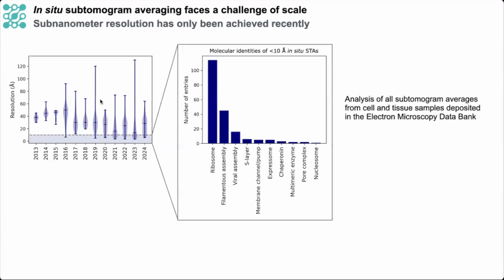But achieving sub-nanometer resolution can be quite challenging, especially in the crowded environment of the cell. If we take a look at all of the in situ subtomogram averages that have been deposited in the Electron Microscopy Data Bank, we can see that it's really only been in the past few years that we've been able to accomplish this at all. Overwhelmingly, these sub-10 angstrom structures are of ribosomes, which are highly abundant, and of viral and filamentous assemblies, which tend to benefit from high symmetry.